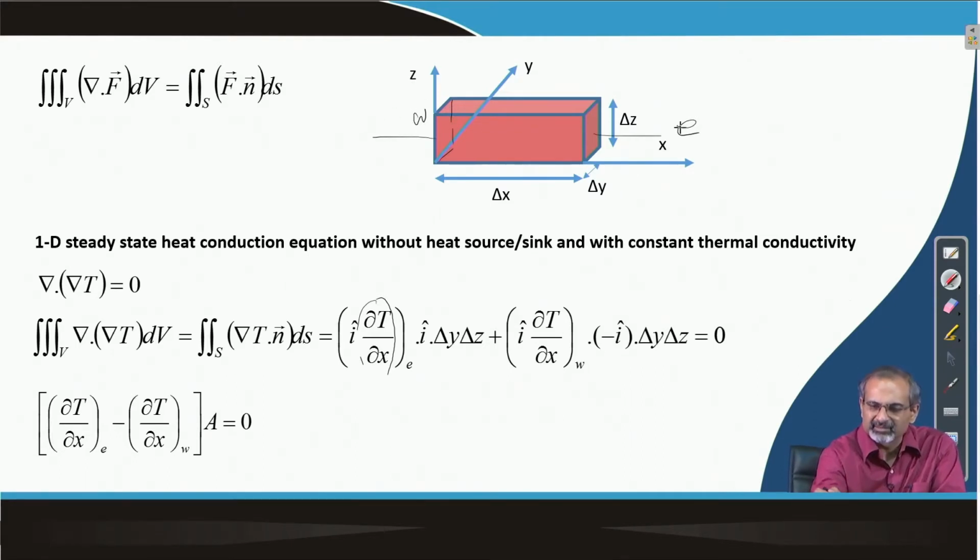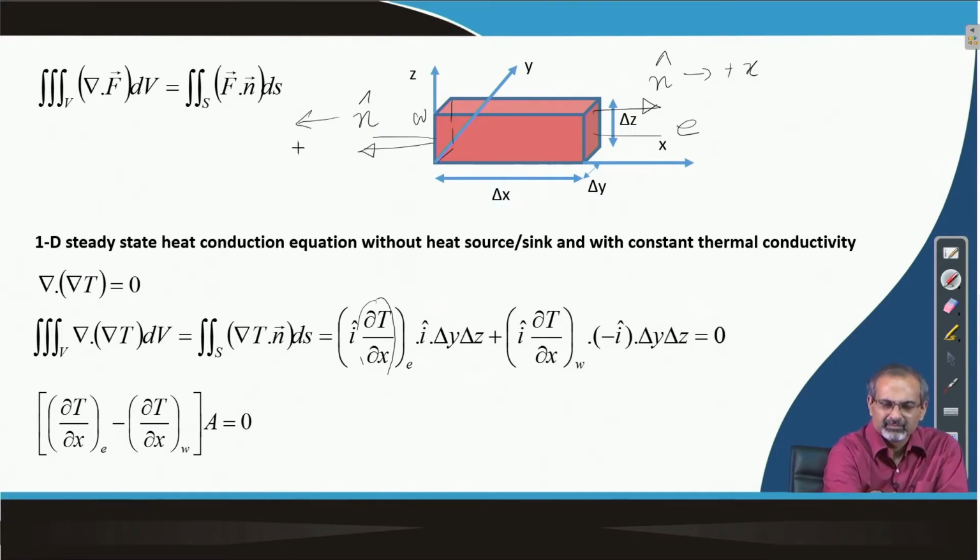So, this is west, this is east, and the unit normal vector always points out of the surface. So, in one case it is pointing along the positive x direction, in the other case it is pointing towards the negative x direction. When it points towards the positive x direction, this n would come up as positive i, while in the west phase it will come out as a negative i.